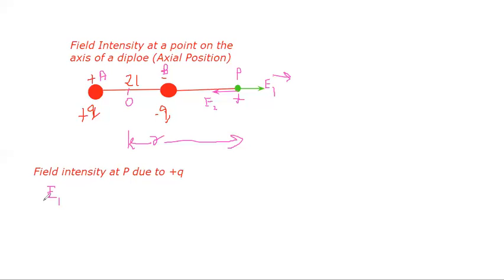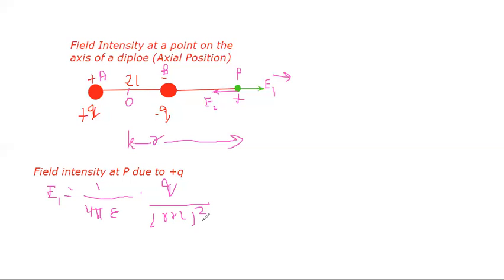Okay. So E1 is equal to 1 by 4 pi epsilon into q by, now the distance between this point A and P: the distance OP is r, and O is the midpoint of AB, so the distance AO is L. So we can write (r plus L) whole square. So this is the field E1, right?